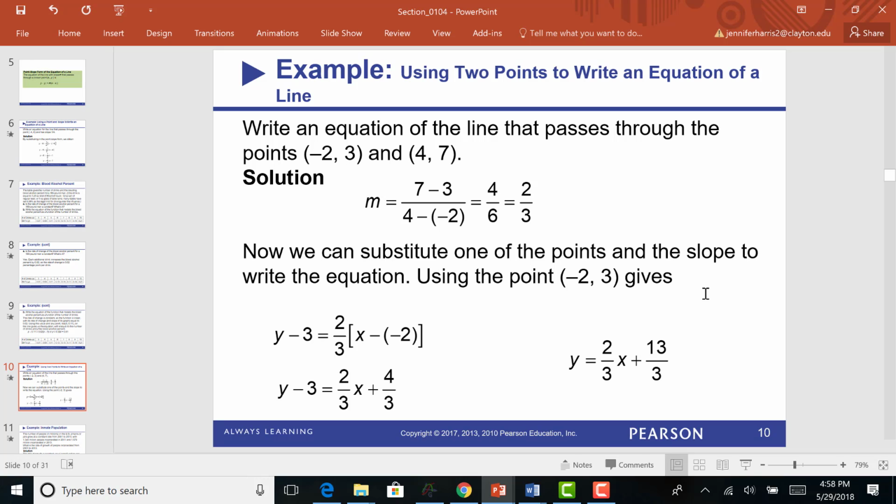Alrighty? This one says write an equation of a line that passes through how many points? Did they give you 2 points? So is this type 1 or type 2? Type 2. You only got 2 points. Which method you want to use? This one or this one? Whichever one makes you happy. That's what you should do.